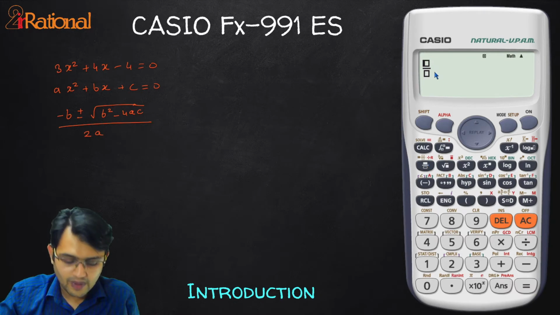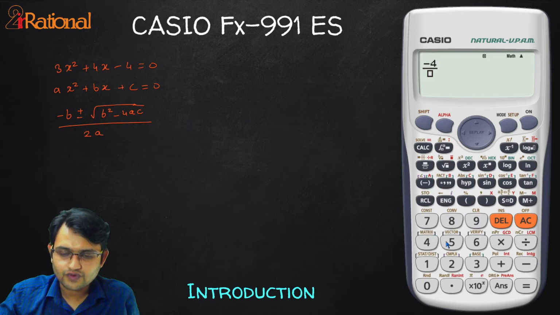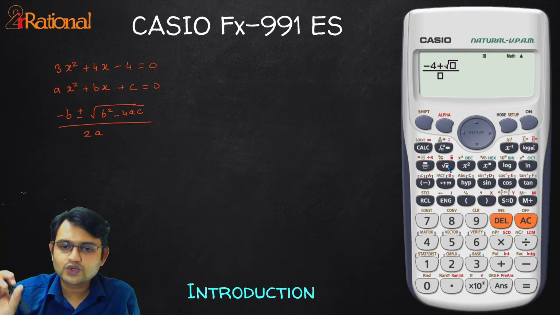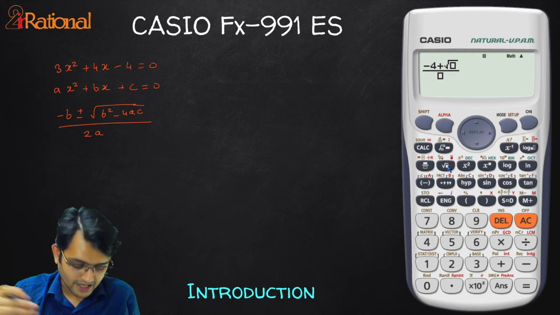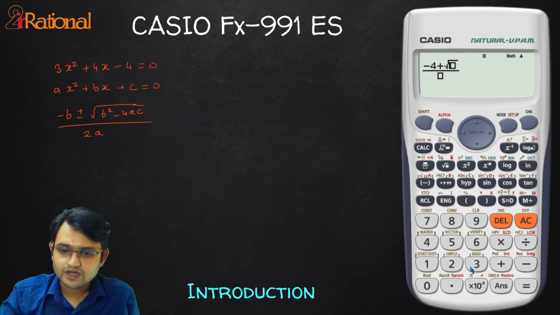Now in the top, I would want minus b. Minus b in this case would be minus 4. So I'll say minus and 4. Now I'll take plus first. So I'll say plus. If I want under root, I put under root. Now you can see whenever we have a box in any form of equation, we can write an elaborate equation inside that box as well, like we'll be doing right now. We want b square, so b is 4, so I'll say 4, and I want square. For square, you can see here I have a square button.